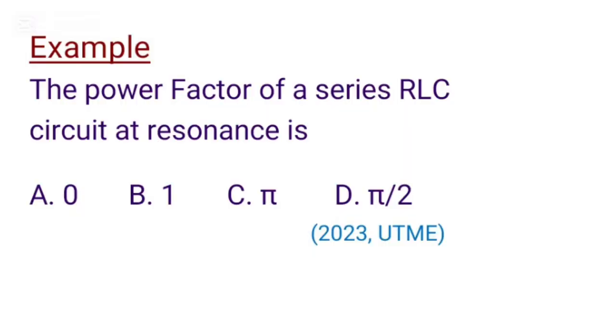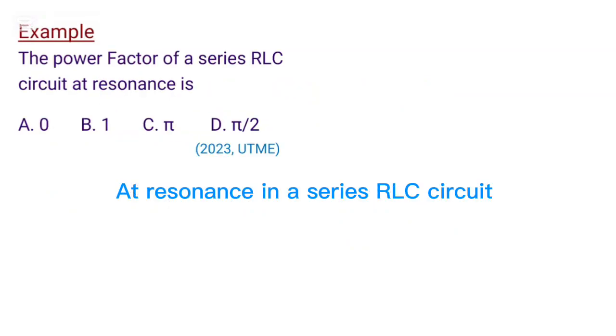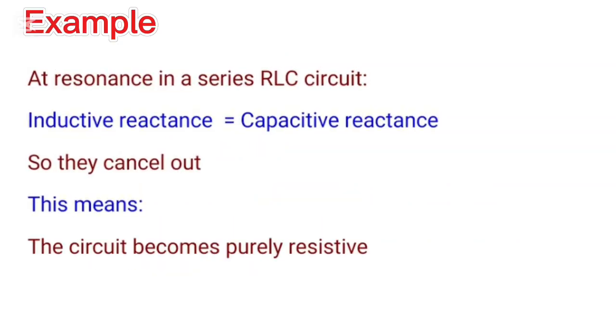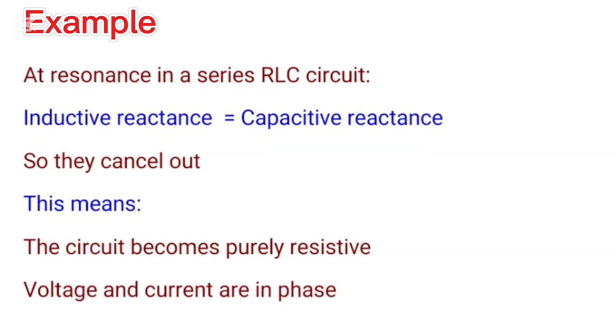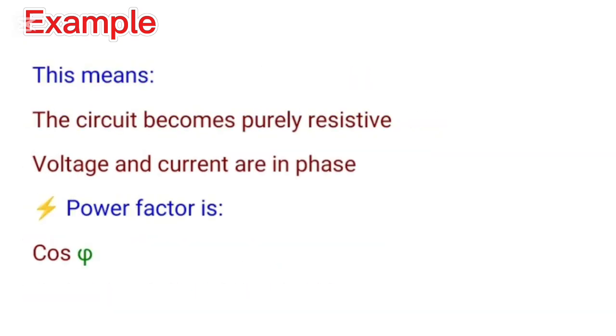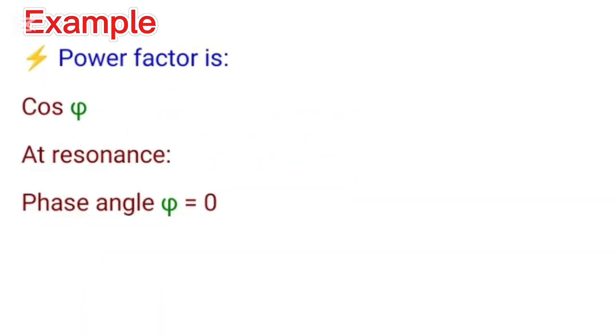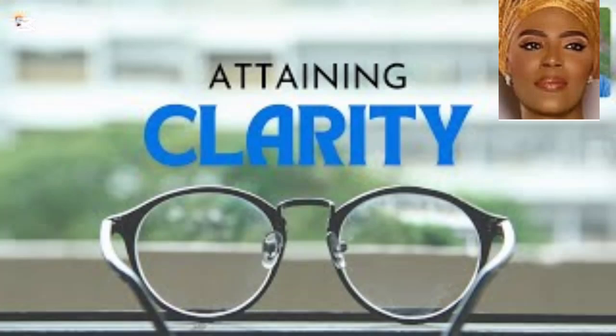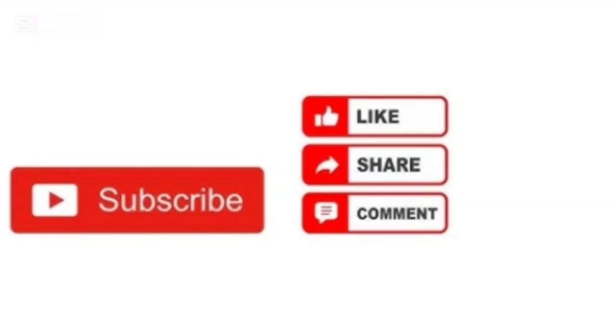Example. The power factor of a series RLC circuit at resonance is... At resonance in a series RLC circuit, inductive reactance is equal to capacitive reactance, so they cancel out. This means the circuit becomes purely resistive. Voltage and current are in phase. The power factor is cos phi. At resonance, phase angle phi is equal to 0. So cos 0 is equal to 1. Final answer B, 1.